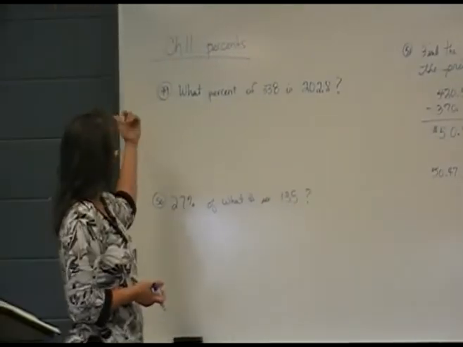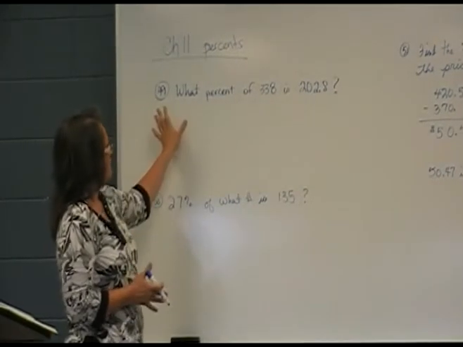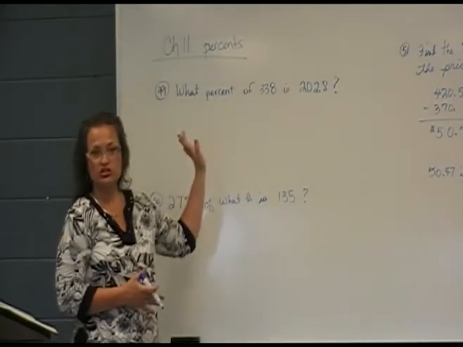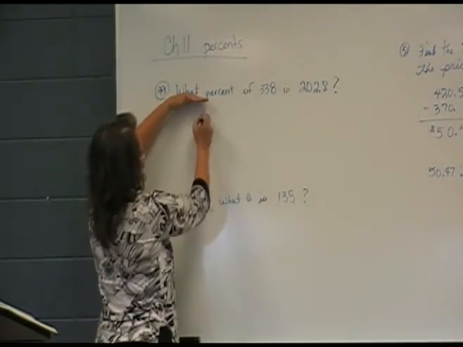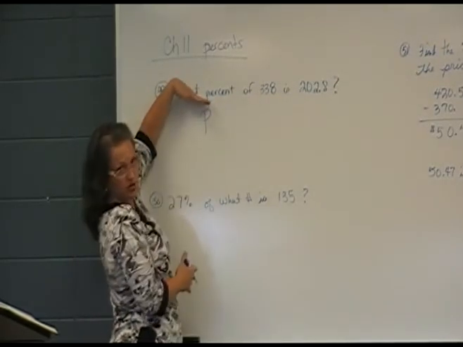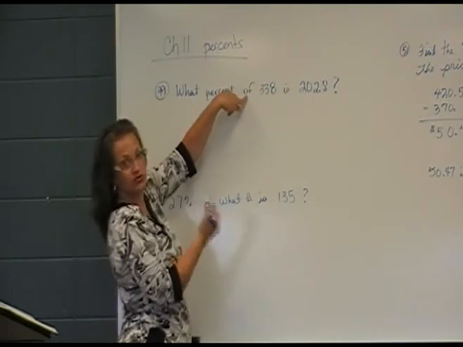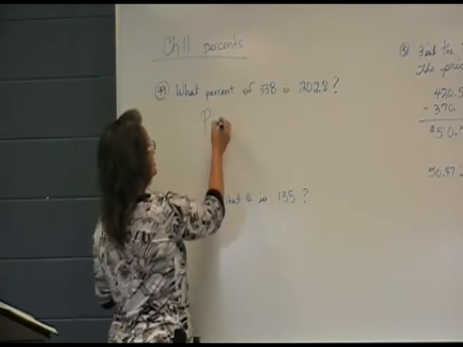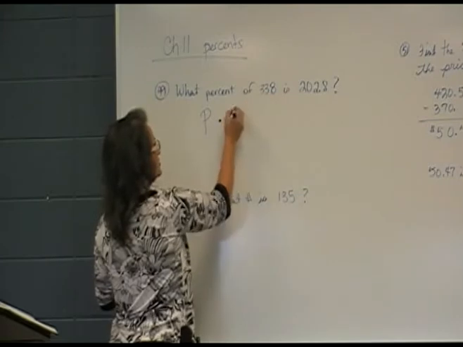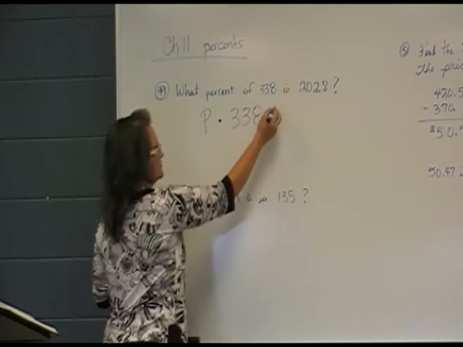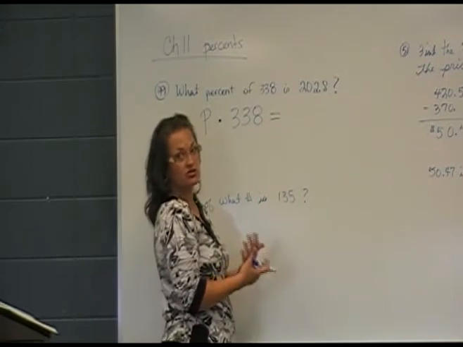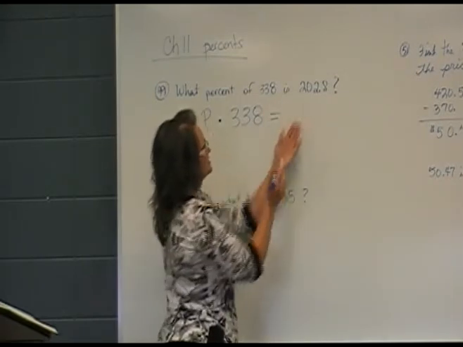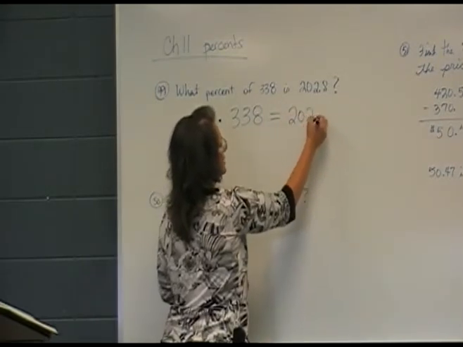All right, so to do number 49 and 50, you can just take the words and change it into an algebraic statement. What percent would be your unknown variable, and you could use any letter, but I'm going to use P for percent. Of usually means times in algebra, so of is times 338 is, or equals, the verb in the math statement is usually where your equal sign is, 202.8.